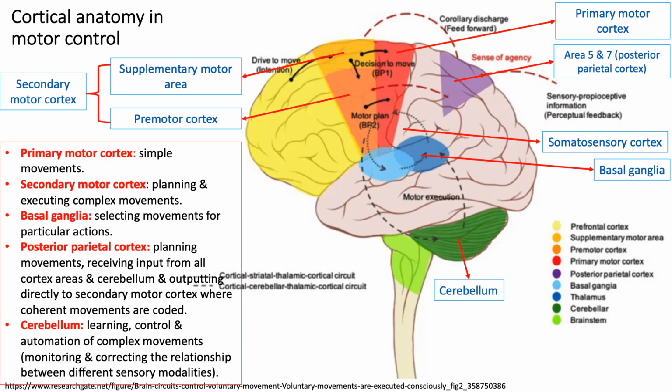Secondary motor cortex is located in front of the motor cortex. It's also located in the frontal lobe. Secondary motor cortex consists of supplementary motor area and premotor cortex. What is the function of secondary motor cortex? It's for planning and executing complex movements. For example, reaching out your hands to hold a cup.